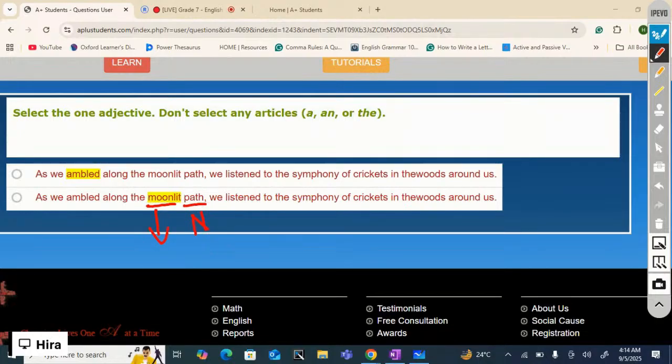So this adjective describes this noun, modifies this noun, and it answers the question: what kind? What kind of path is it? Moonlit means lit by the light of the moon. So moonlit is the adjective, so this answer is correct.